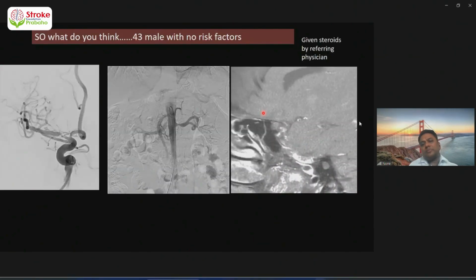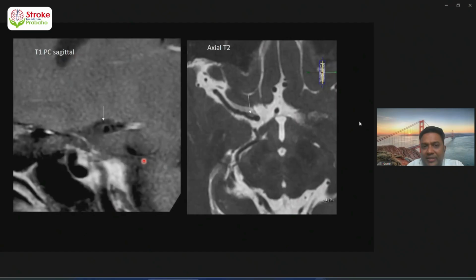So going on to this particular case, what do you think? 43-year-old male with no risk factors. Do you think it is some form of aortoarteritis? There is involvement of bilateral renal arteries, there's subclavian involvement, and of course in aortoarteritis you don't get intracranial involvement. And this patient was reported as vasculitis. Let's look at the vessel wall imaging in greater detail.